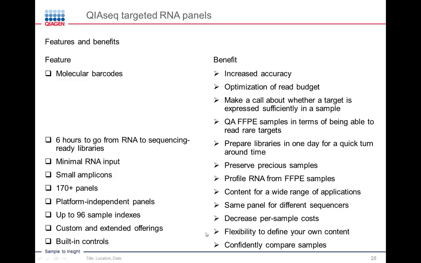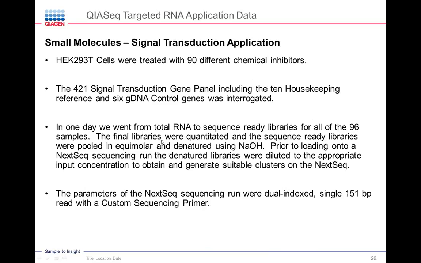Again, think of the genomic DNA contamination assays that allow you to control for any genomic DNA contamination. And then you have the housekeeping gene assays that make sample-to-sample and run-to-run comparisons possible. So to go through an example of how we use the QIASeq targeted RNA panels in an application data, what we've done here is we used HEK293 T cells that were treated with 90 different chemical inhibitors.